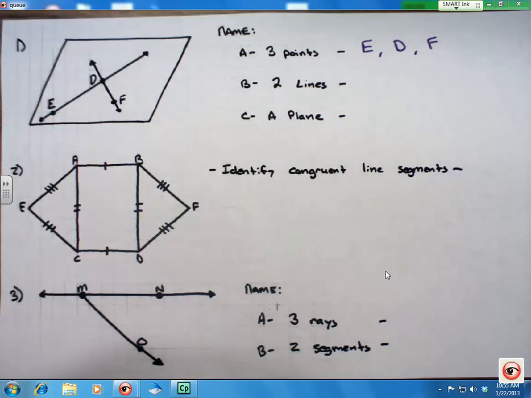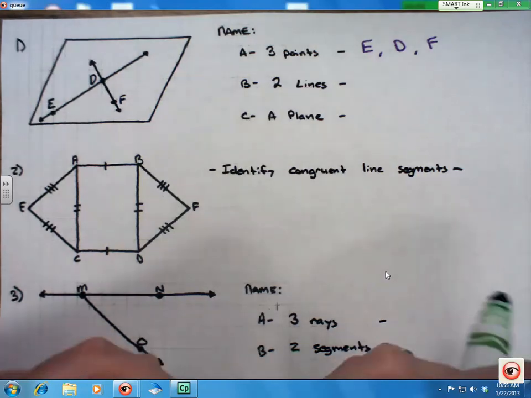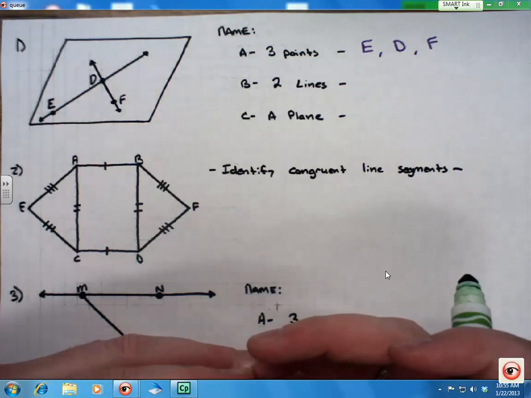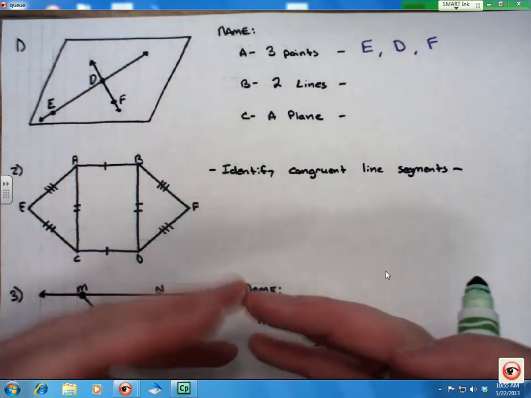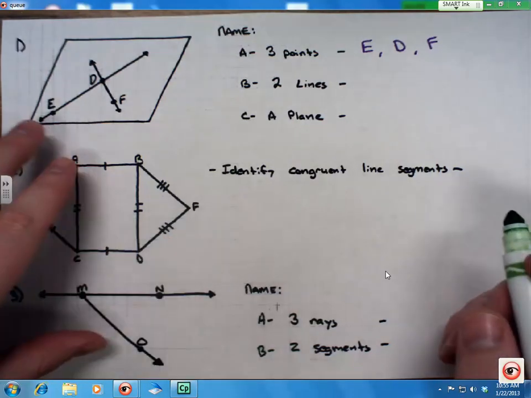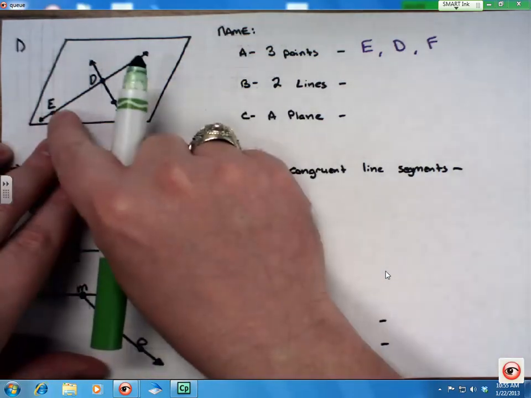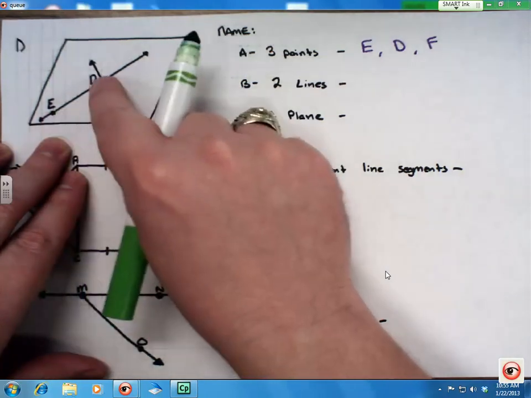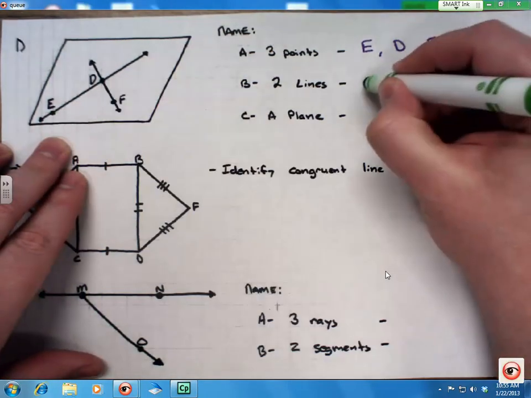Okay, now let's take a look at the lines. It says name 2 lines. Now, in order for us to name a line, we have to have 2 points. If you just have 1 point, you can't make a line from just 1 point because we don't know what direction it's going to go or anything like that. So we have to have at least 2 points. So one line could be DE, and the other line could be DF. Both of those would be acceptable.